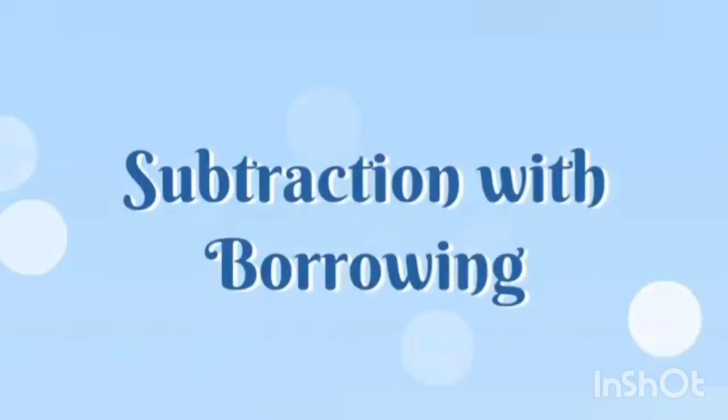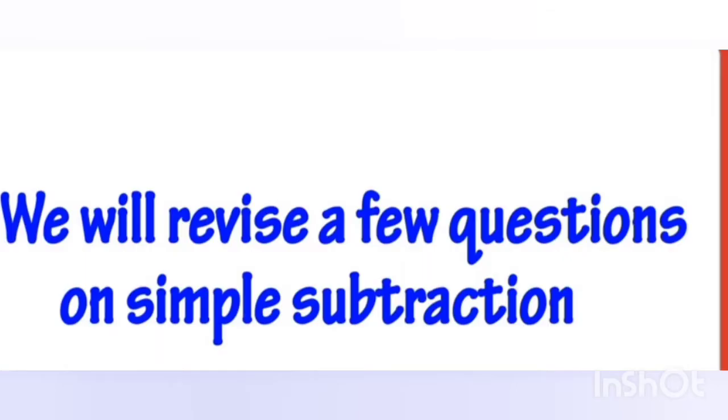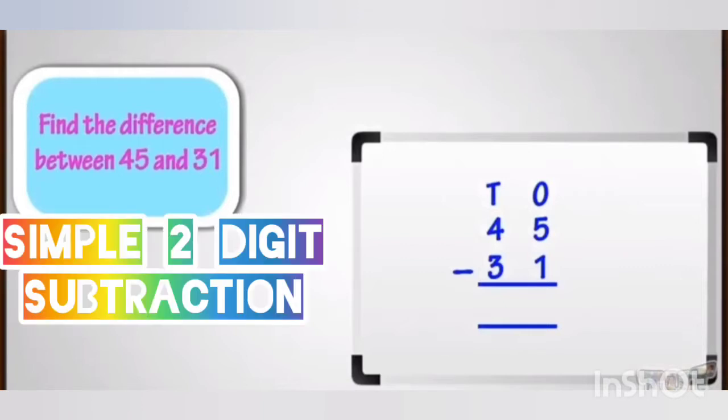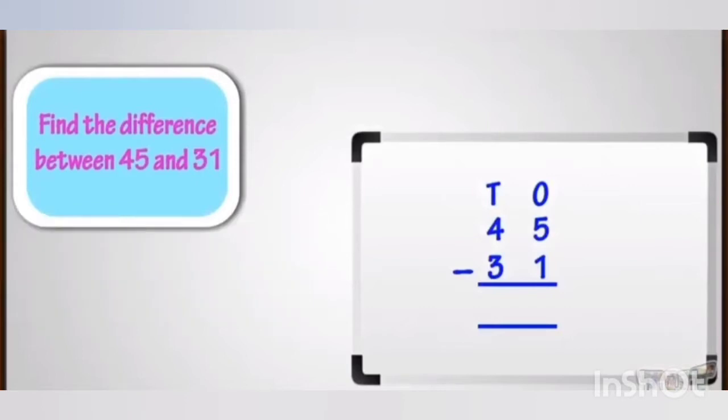Today we are going to do subtraction with borrowing. But before we start, we will revise a few questions on simple subtraction. Let us find the difference between 45 and 31. This is an example of simple two-digit subtraction without regrouping of numbers.